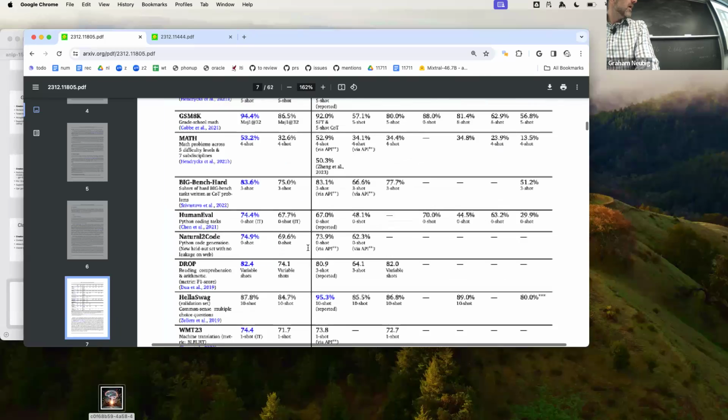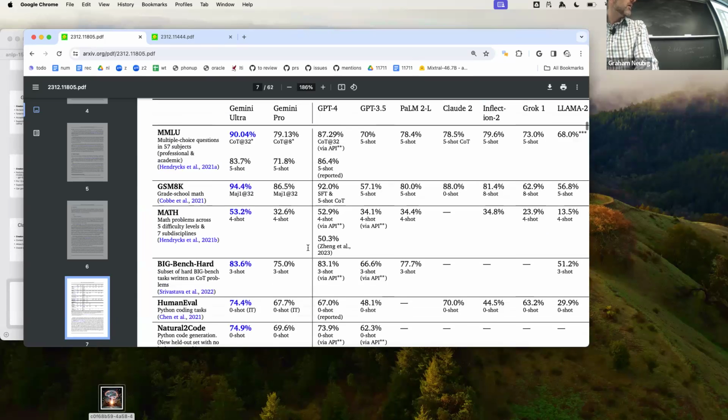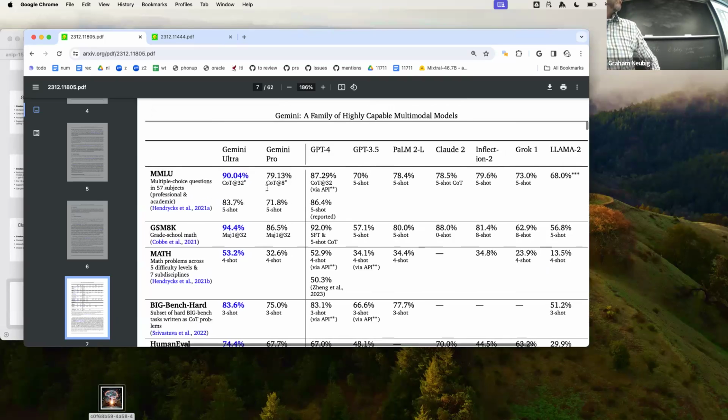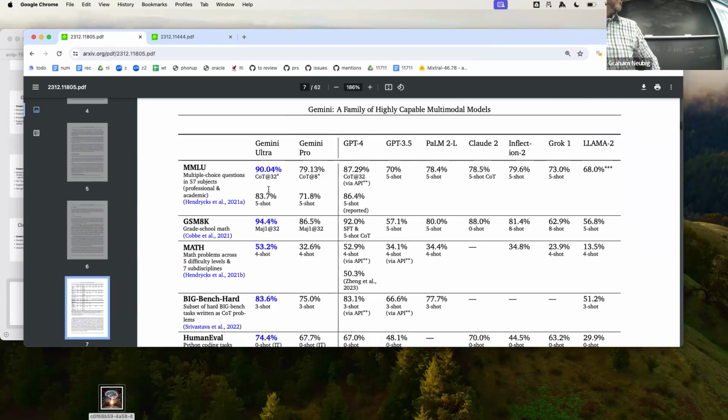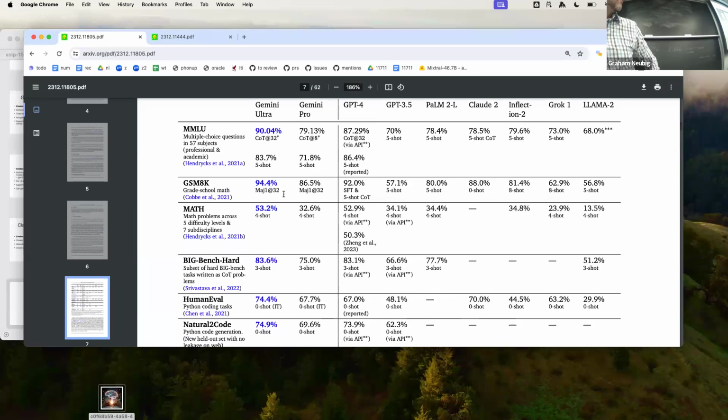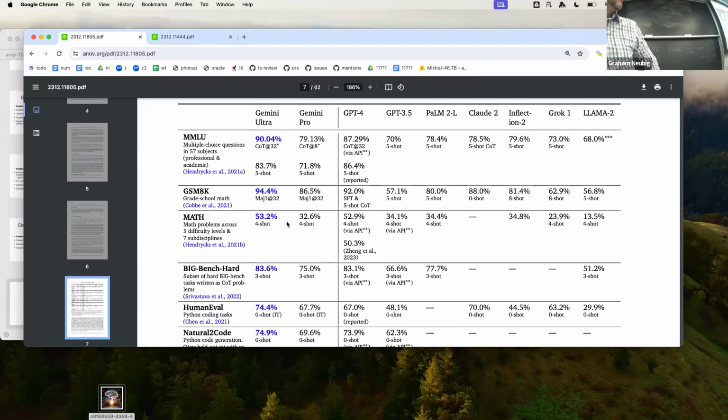And they have a table here, and basically what they obviously wanted to demonstrate is that Gemini was the best model out of all the models. And so they have Gemini Pro and Gemini Ultra, and they put Gemini Ultra against GPT-4 and Gemini Pro against GPT 3.5 because they're comparable models. And they demonstrate that basically they're better in all of these situations.